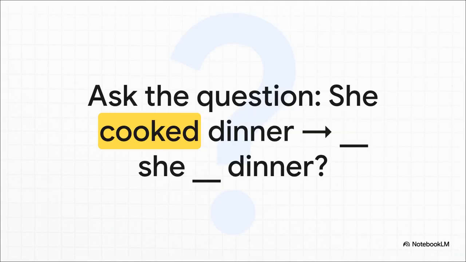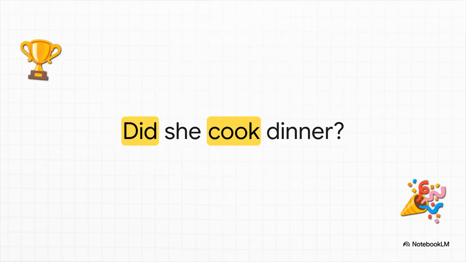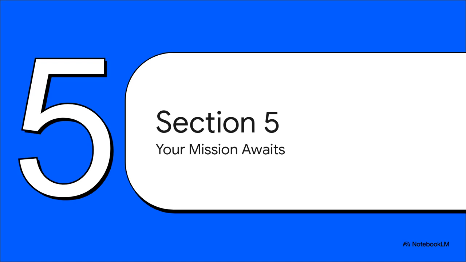Perfect. Okay, final challenge. Let's turn this statement, she cooked dinner, into a question. What do you think? How would we do that? And there you have it. Did she cook dinner? The universal key did jumps to the front, and cooked goes right back to cook. The system is working perfectly. You've totally got this. Mission accomplished. So you are now a fully certified operator of this verbal time machine.